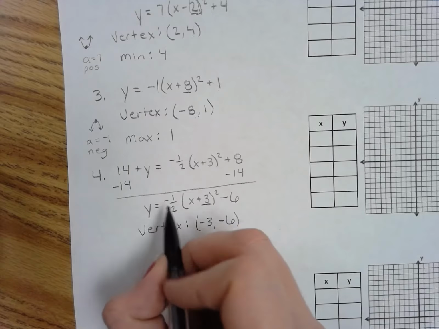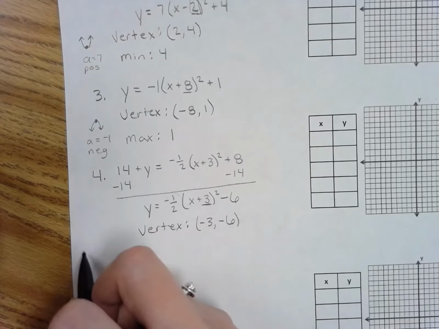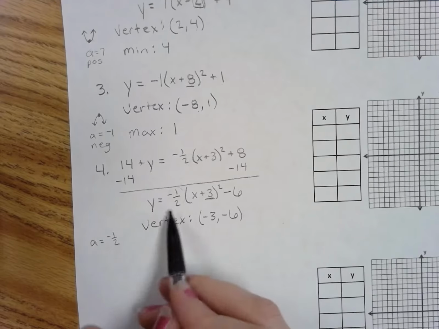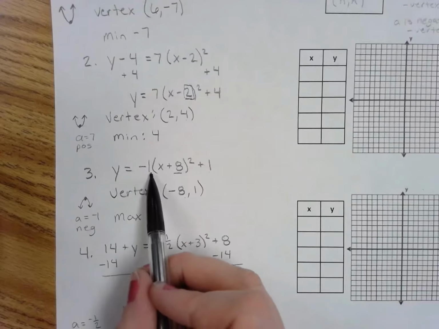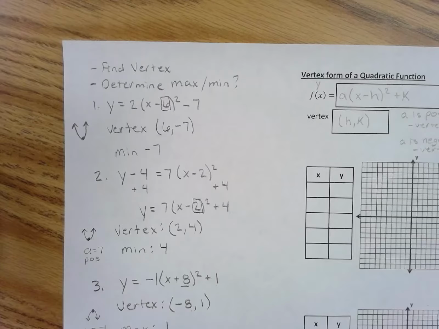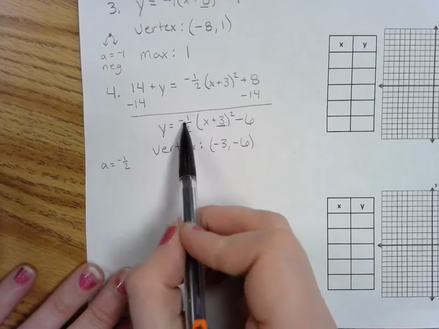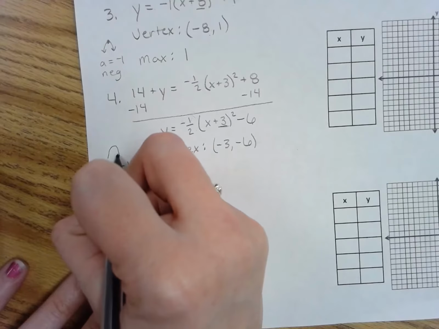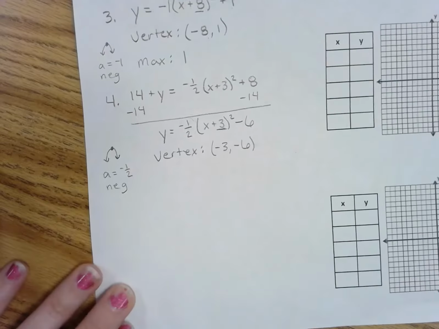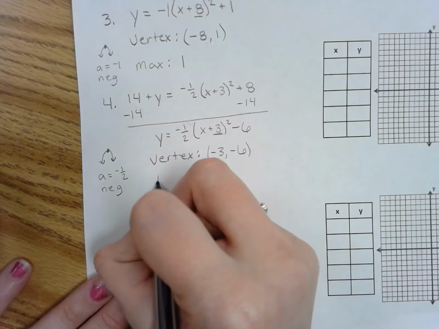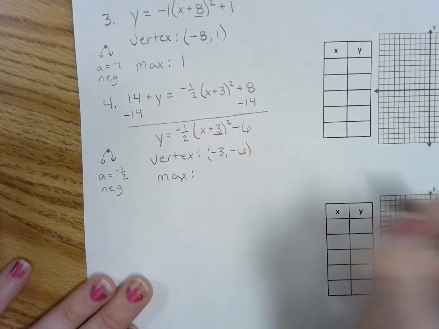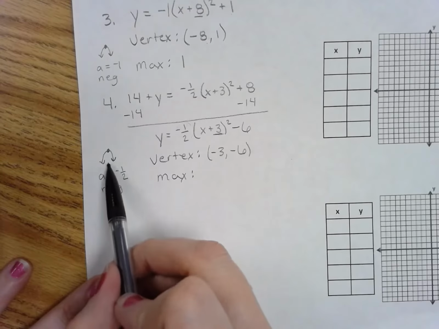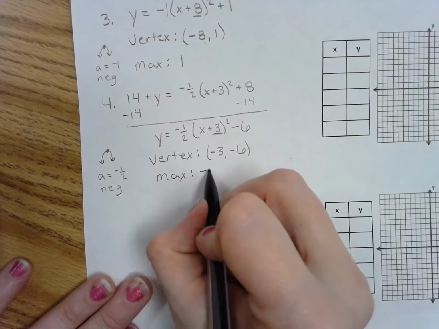When we think about our max or min, go back and look at your a value. If a was negative 1/2, we don't really care so much about the value, so the 1/2 or the 1 or the 7. We don't care so much about the value of a as we do the positive or negative. So a is negative, meaning our graph's going to open down, making that vertex the highest point on the graph. So it means it would be a maximum. The value of that vertex, the maximum value that that graph is going to reach, is negative 6.